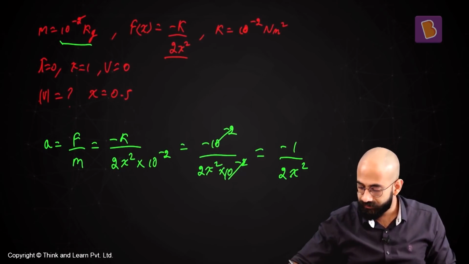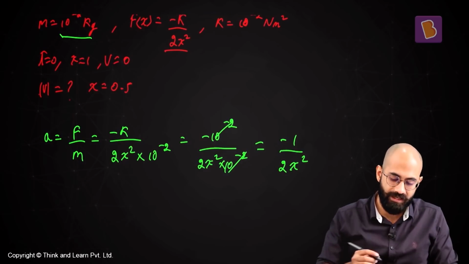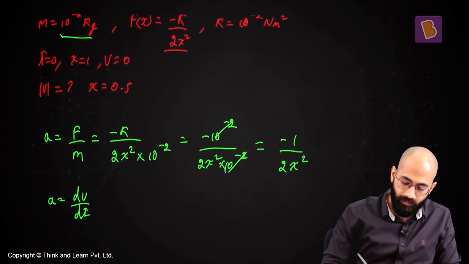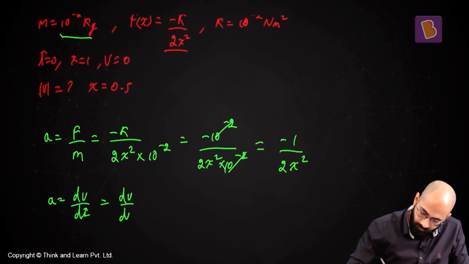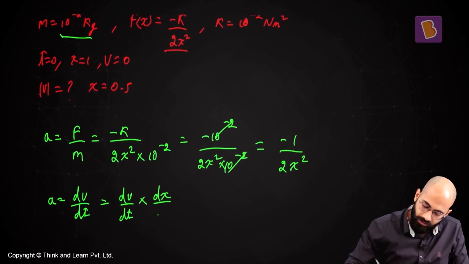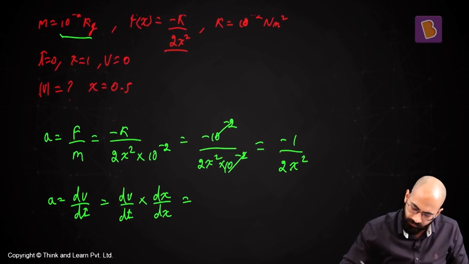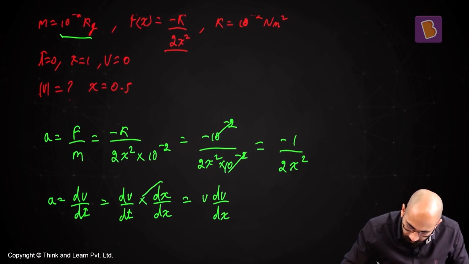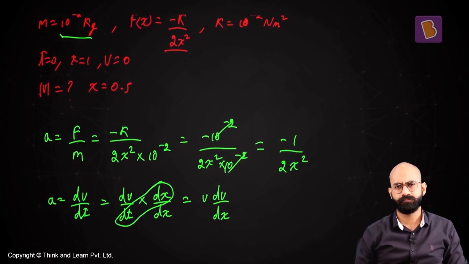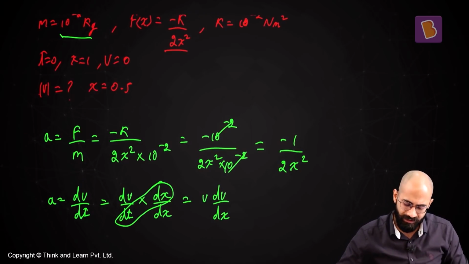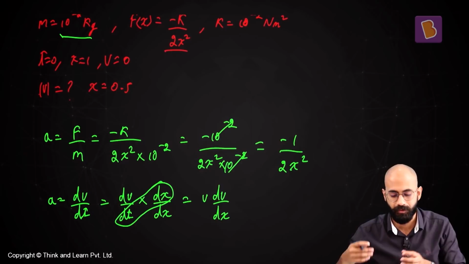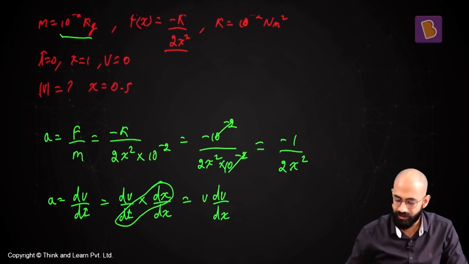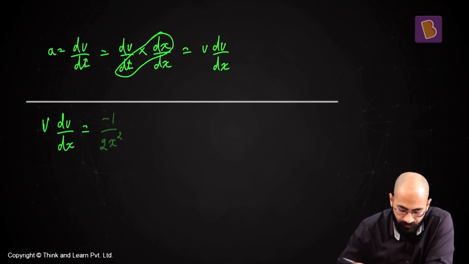Now, as I said here, we can write acceleration as v dv by dx. A is equal to dv by dt, but this can be written as dv by dx into dx by dt, and dx by dt is v. Now again, why am I doing this? It's simple. As I said, our question demands a relationship between v and x, and therefore by making this simple shortcut, we get a equals v dv by dx. Okay. So v dv by dx equals minus 1 by 2x squared.